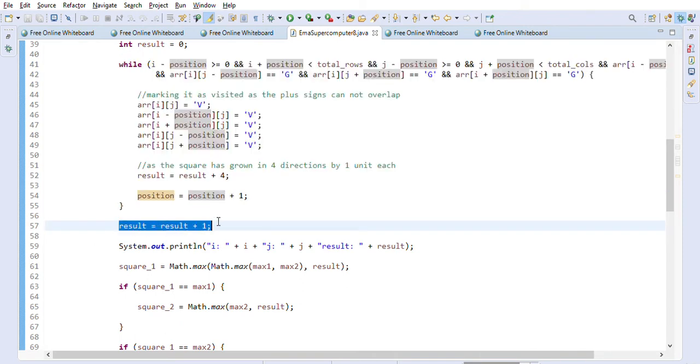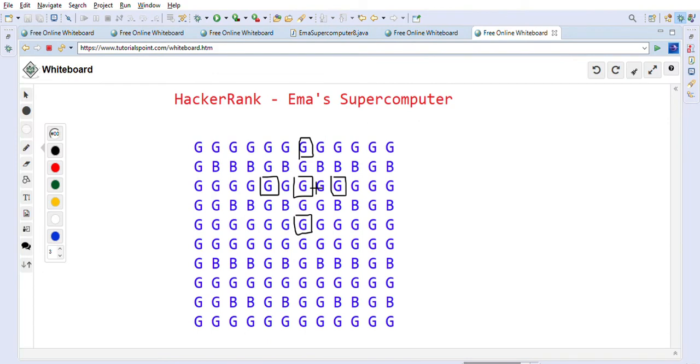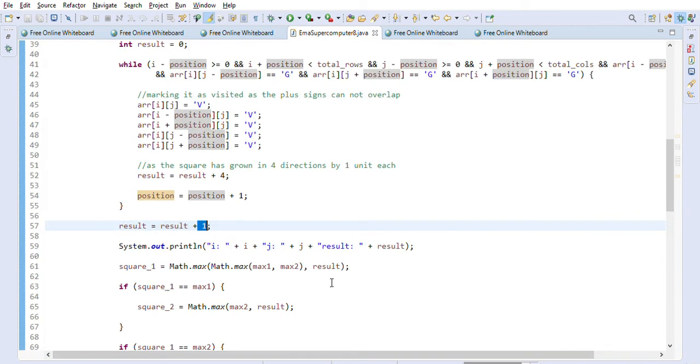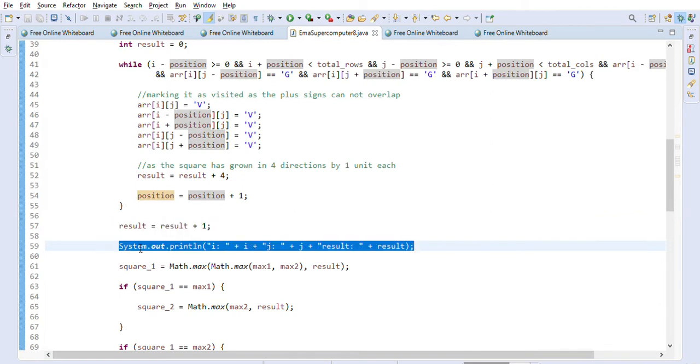Now when we reach here, we have to add 1 here to the result. Why 1? Because for the middle cell, for this cell we have to add 1, correct? So 1 plus 4 plus 4 in this case we will get 9, correct? I hope you are understanding this. So now once we get this 9, this is just to show you the stack trace.